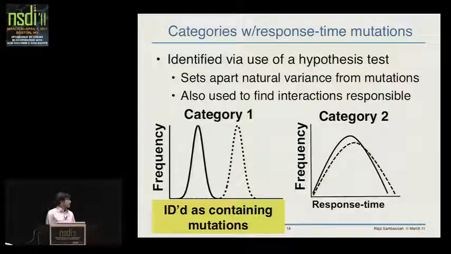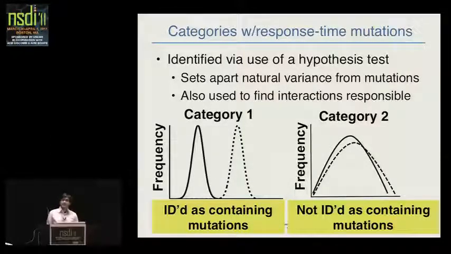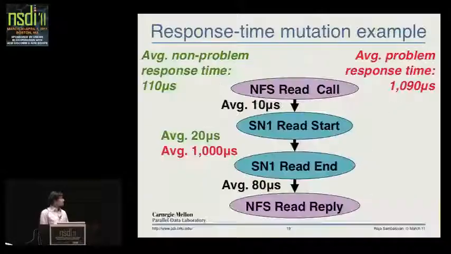The second category is very different. You see that the response time distributions from both periods are really similar in their means, and their variance is very large. So in this case, the hypothesis test will not have enough evidence to claim that the distributions are really different, and so we will not identify these as containing response time mutations.